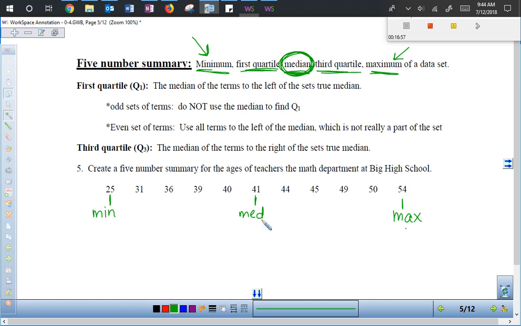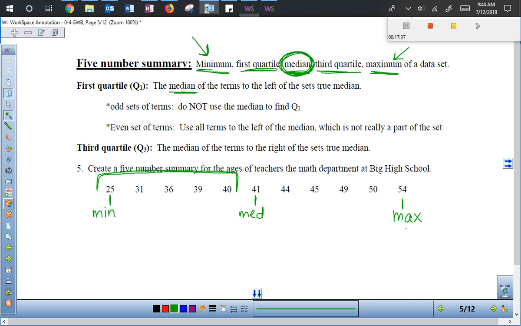Now, the last thing we have to find is the first quartile and the third quartile. We need to find this by working with the median again. So all that it means when you're finding the first quartile is that it is the median of the terms to the left of the true median. So this is our true median. What that means is we're going to look at all the numbers that come to the left of the median. Notice I am not including the median in that.